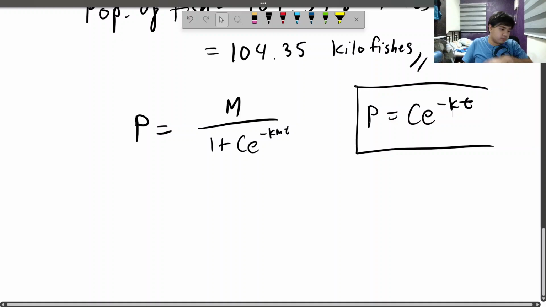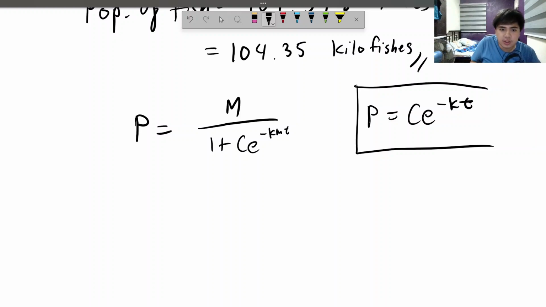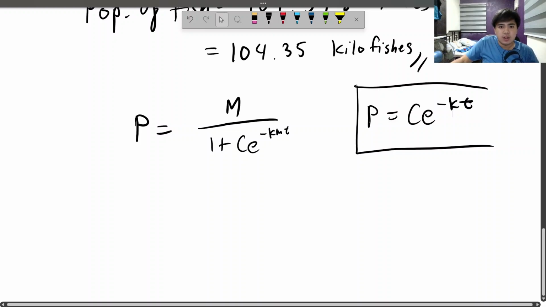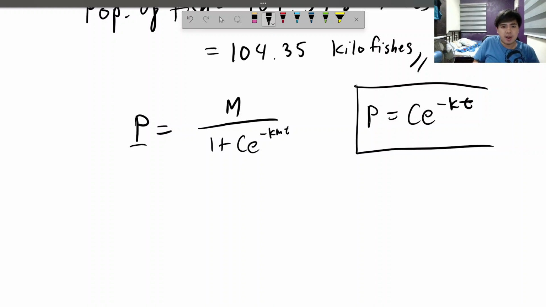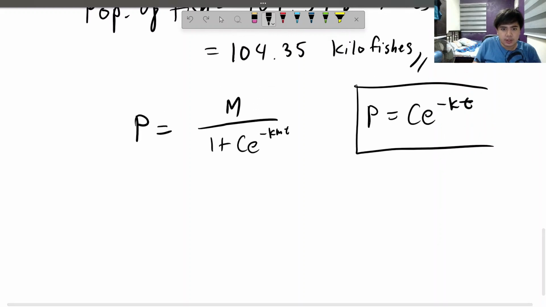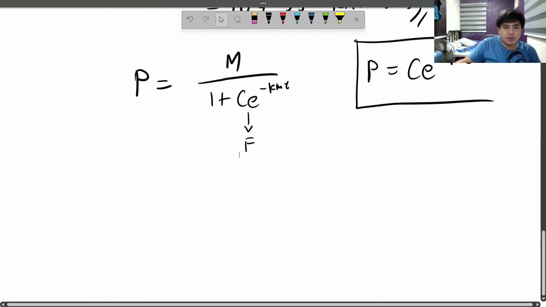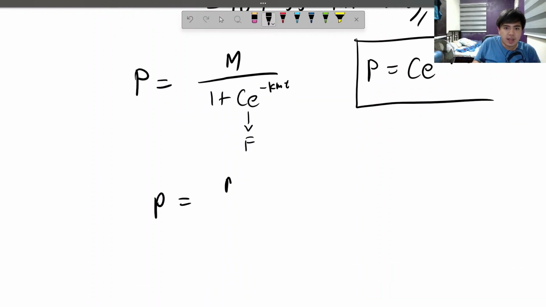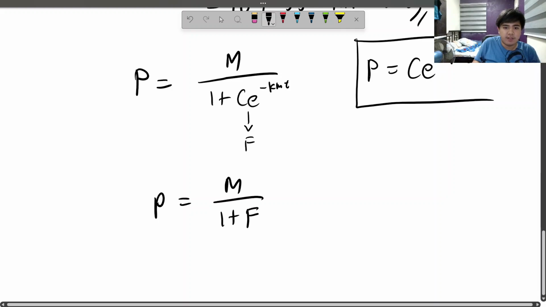So what do we do? Actually, what we do is to just put the population in. No, hold on. No, no. This is the population. This is the maximum, right? So what we do instead is to say this is like F. So we get P equals M over 1 plus F.